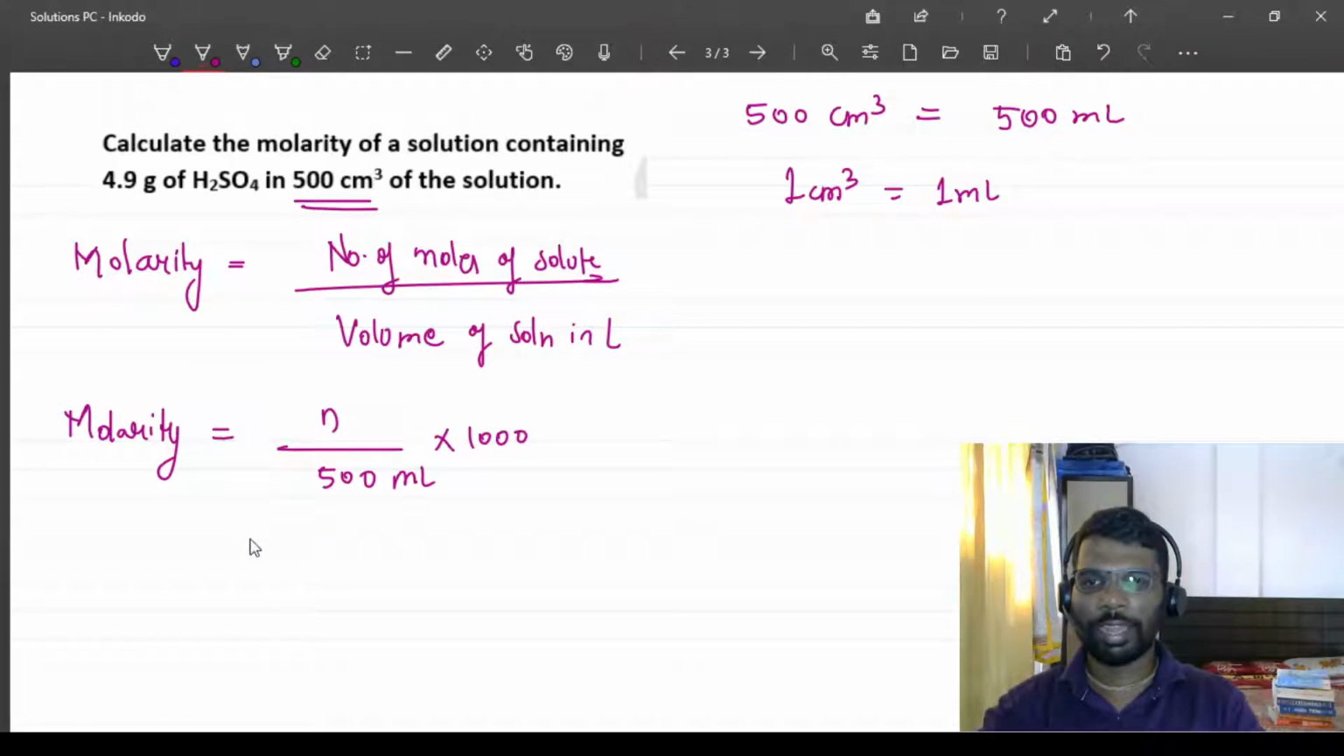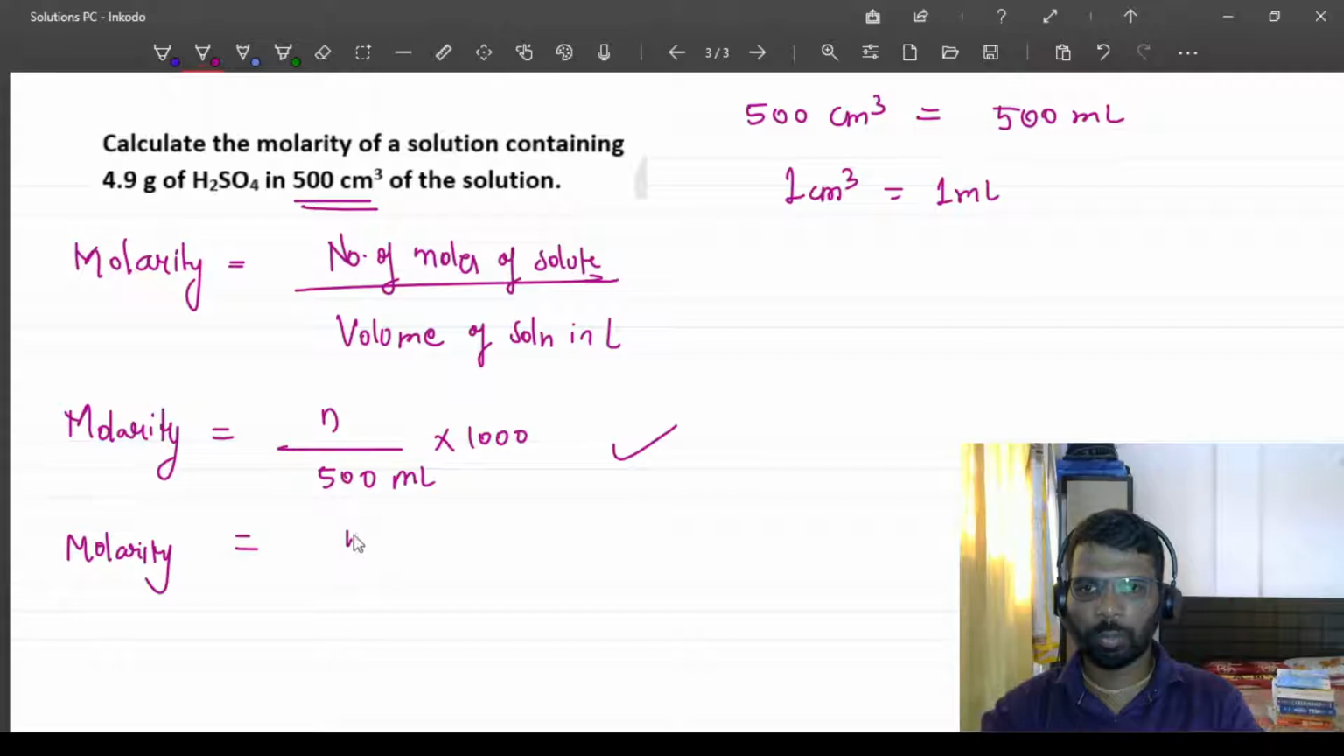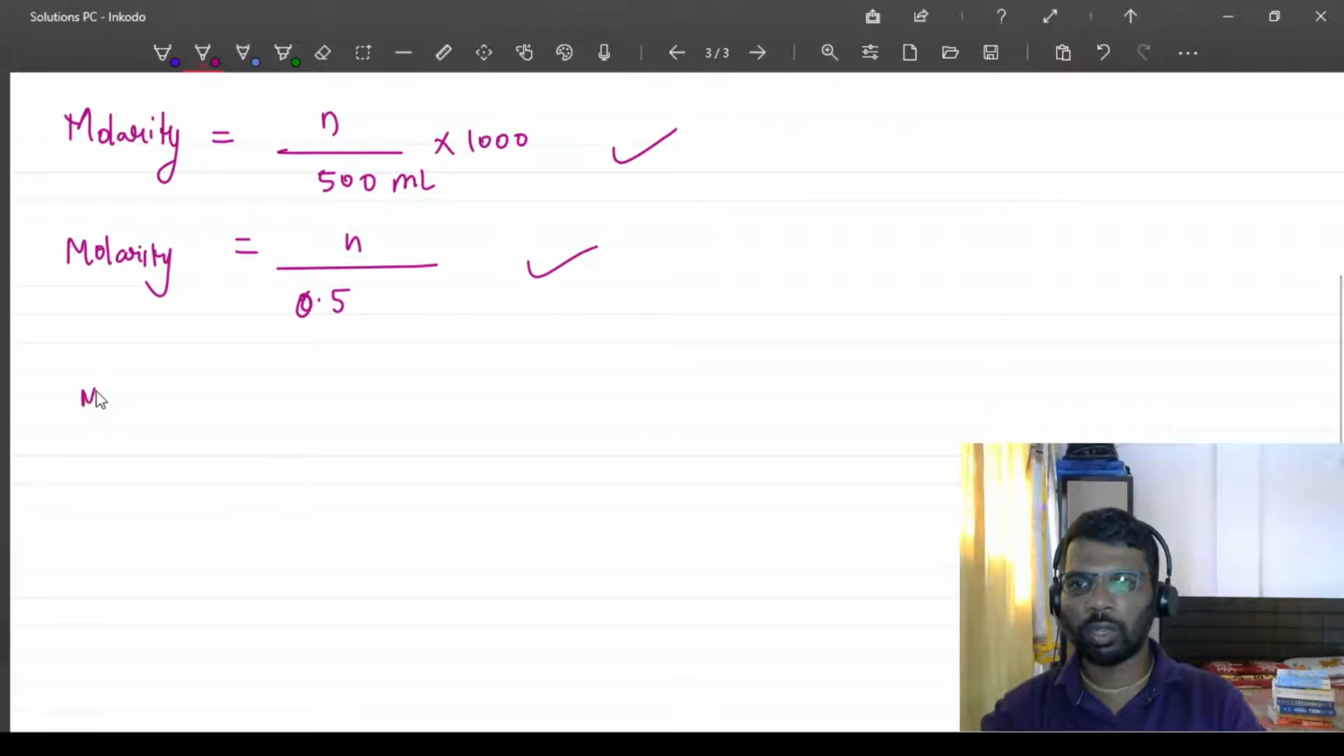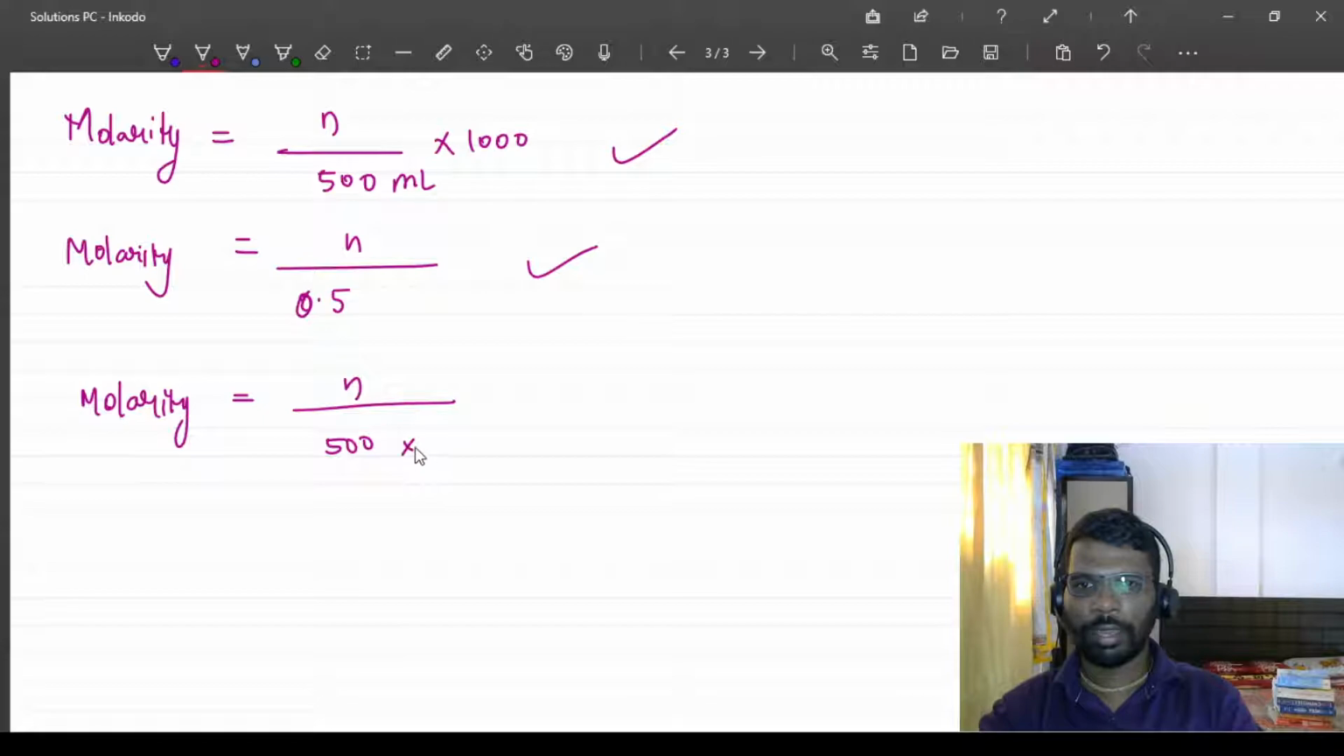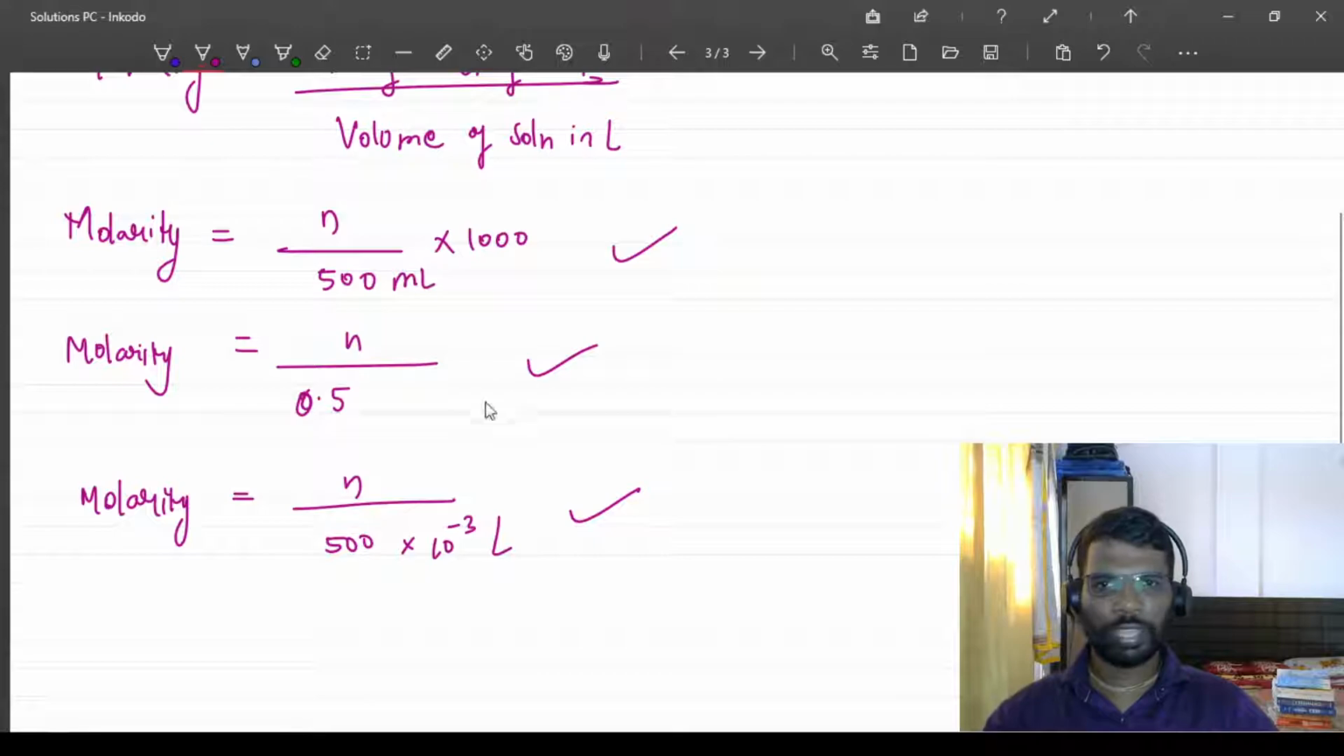But if you are directly writing, this is also a true formula. Molarity is equal to the number of moles, and if you are writing the volume to be 0.5, then there is no need of multiplying by 1000. This is also true. Or if you are writing it this way, molarity is equal to the number of moles of solute over 500 milli, which is 10 raised to minus 3 liter. This is also true, not an issue. So we can use any one of the relations over here. I'll use the top one.